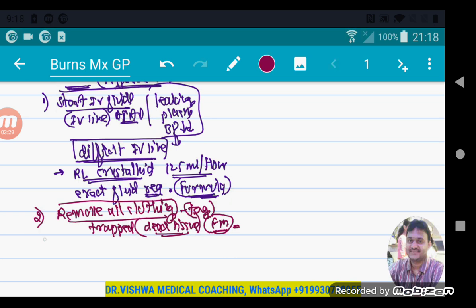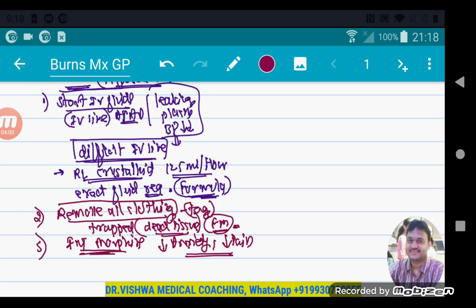We can also, if it is possible, give an injection of morphine to reduce anxiety and to reduce pain if it is a superficial burn. If we can give it, then it is okay. Otherwise any other painkiller can also be given. So these are all important points we should consider before the patient reaches the hospital.